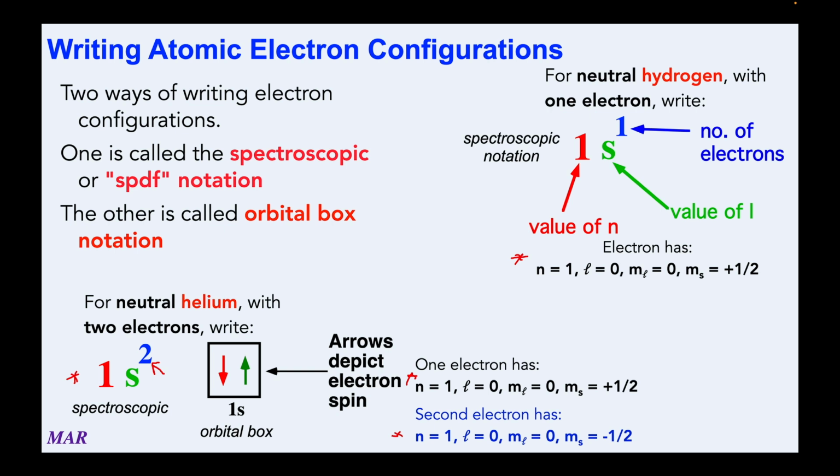So spectroscopic and orbital box will be important as we go through, and we'll look at some examples as to how this works out. So when chemists talk about electrons in atoms, this is what they'll use. They'll use orbital box and or spectroscopic notation to figure out how this works.